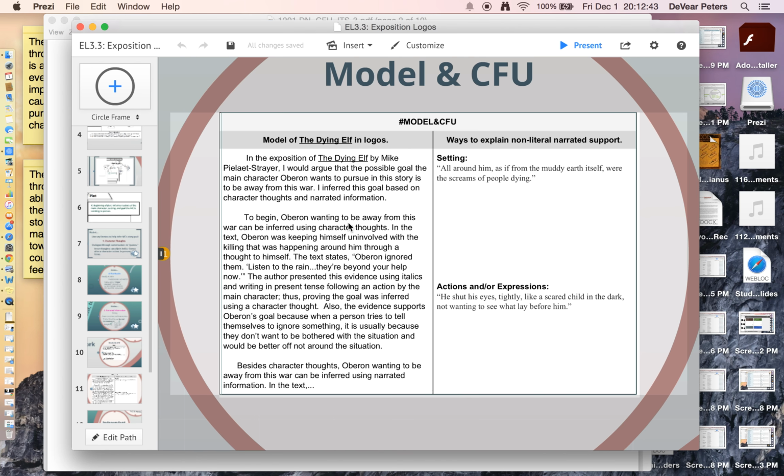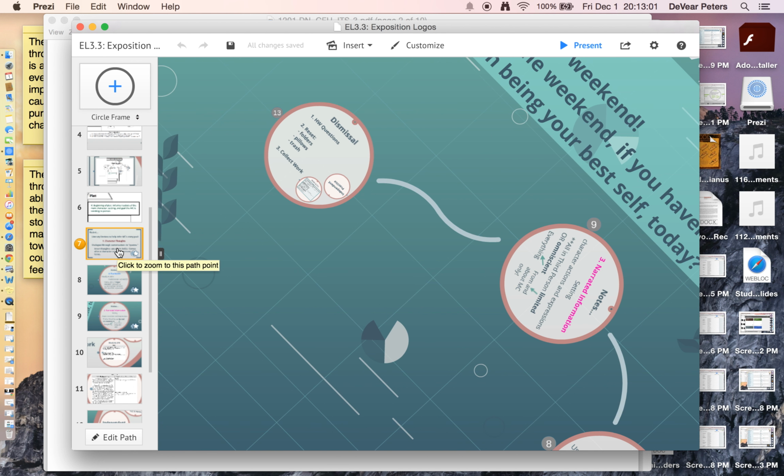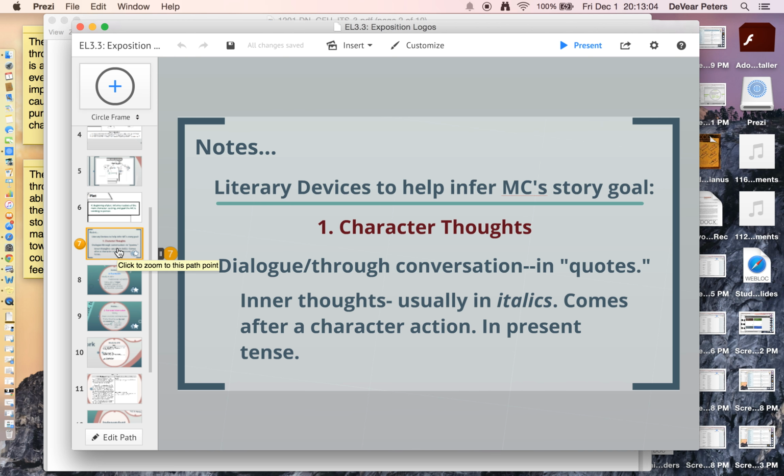And we went in and identified all the things that came from the notes, so character thoughts and narrative information. I know that I'm about to use character thoughts in this body paragraph as my first proof. And if I'm saying character thoughts, my notes tell me that the information I'm providing has to be either dialogue, meaning there was a conversation provided in quotations, or inner thoughts, something the character's thinking to himself or herself. It was in italics, it came after an action, and it's in present tense.